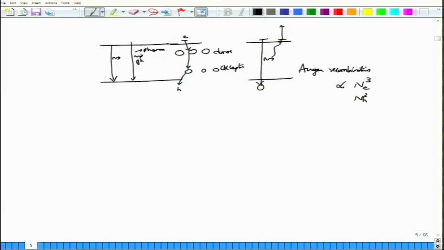Okay. It is one good thing to push a lot of carriers into the conduction band and holes into the valence band, but when you do so, you are also increasing the chances of this Auger recombination, which is unwanted recombination for our purposes.